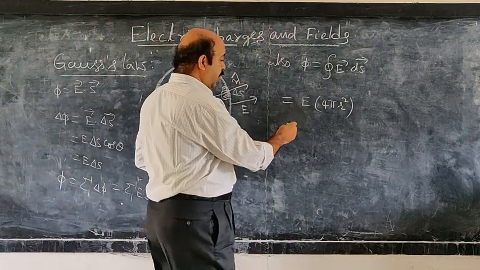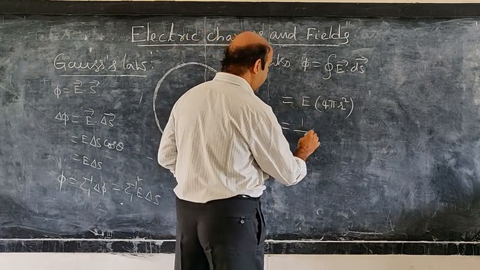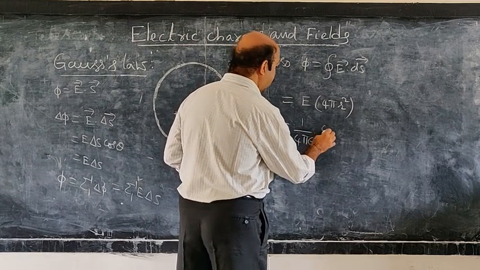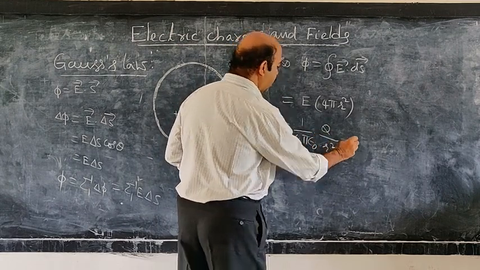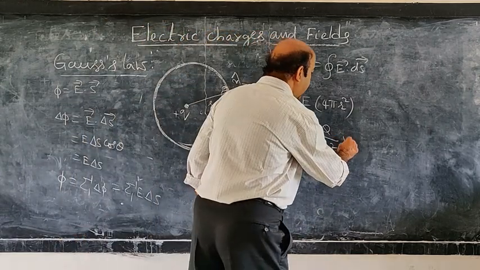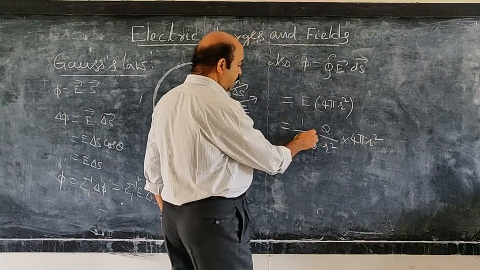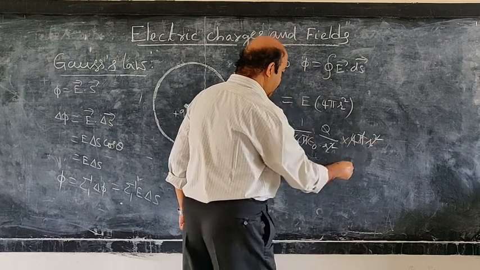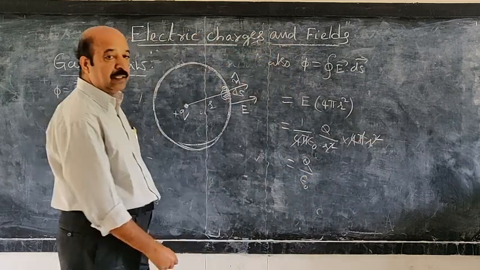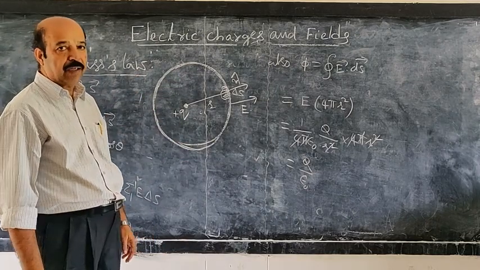And from our Coulomb's law, the electric field strength is given by 1 by 4 pi epsilon naught Q by r square. So that is the formula for electric field strength. Now multiplied with 4 pi r square, the 4, the pi and the r square get cancelled. What remains? Q by epsilon naught, that is the charge enclosed in the surface divided by epsilon naught.